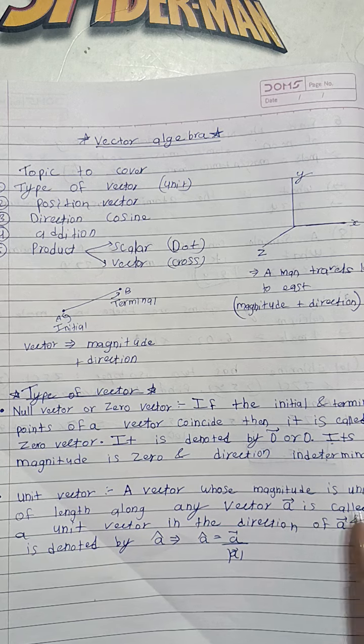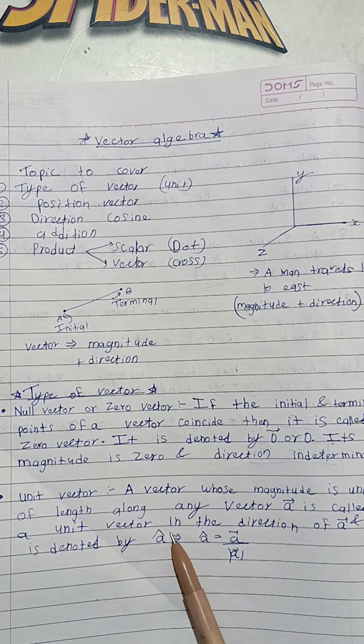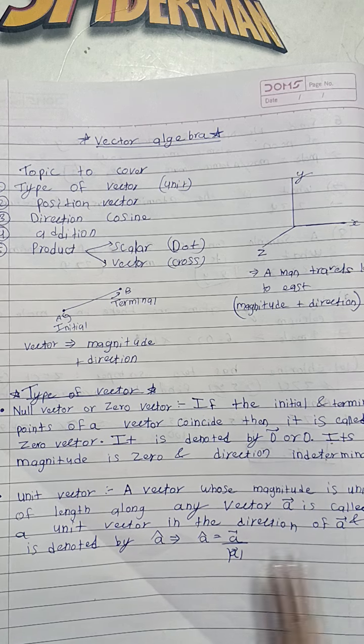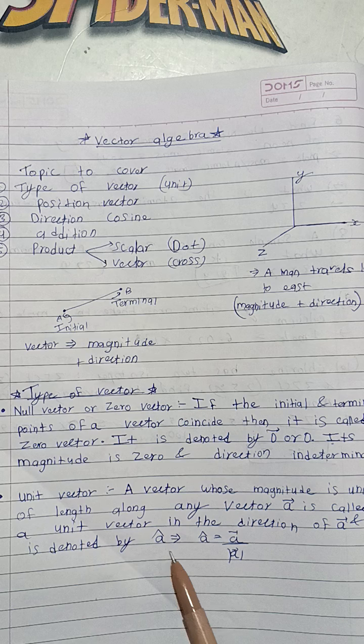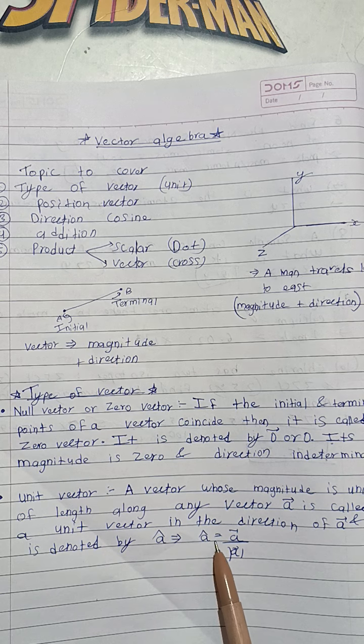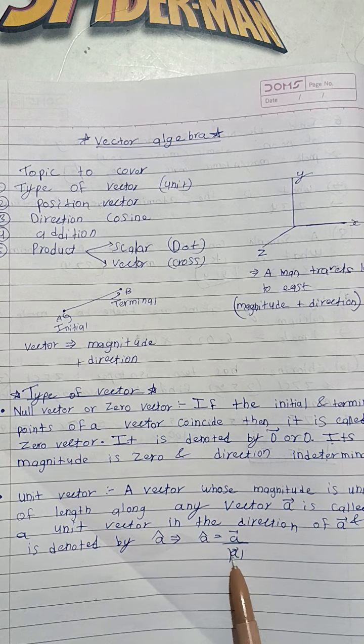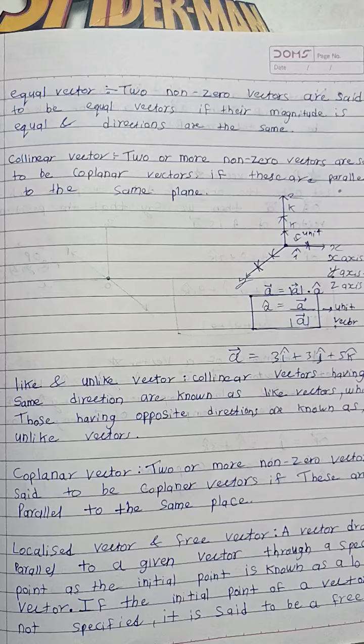Unit vector: a vector whose magnitude is unit length. A unit vector in the direction of a vector a is denoted by a cap, which is equal to a vector upon mod a vector.